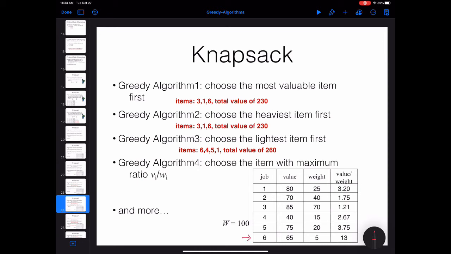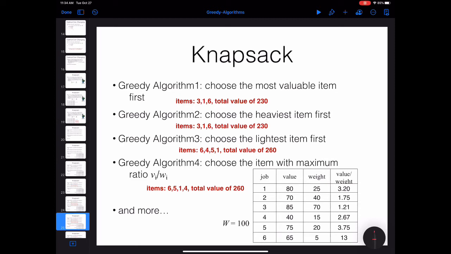take 6 first, then take 5, then take 1, then you can take 4, this one, and then you can't take anything else. So again 6, 5, 1 and 4, and the total value is 260.